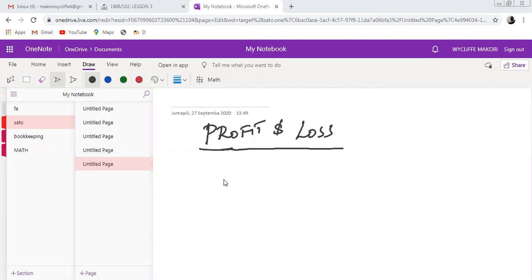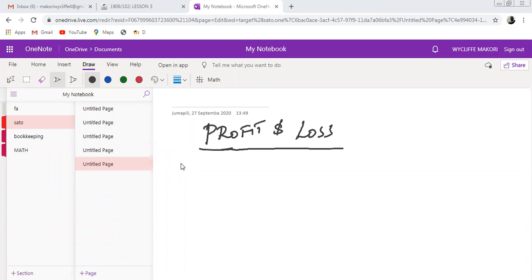Today's class is going to focus on profit and loss. These are actually not new terms, but we want to put them into perspective and see how they are applied in business, how we can know the profit and the loss, and how to compute the percentage profit and the percentage loss.